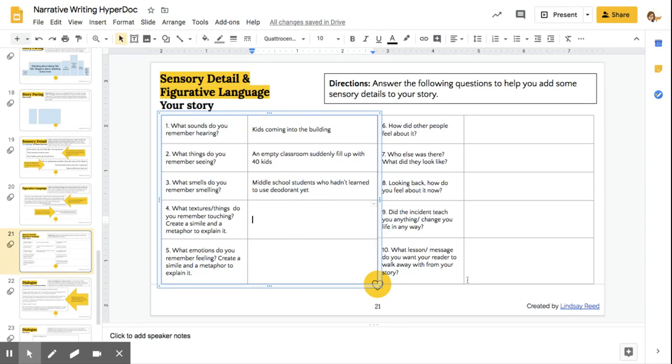You're going to go through and you're going to fill up this chart. And the things that you're going to put in here should find their way into your story in some way. Okay?